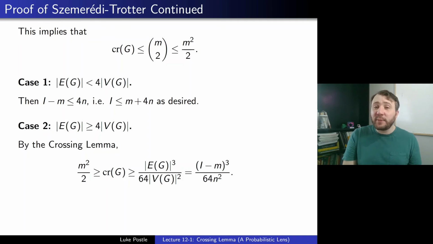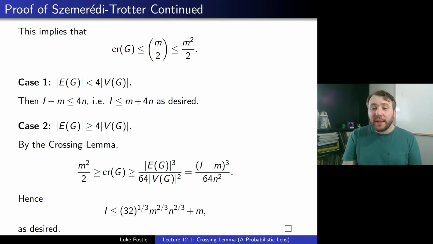So by that, we'd have m squared over 2 is at least the crossing number, which by the crossing lemma is at least the number of edges cubed over 64 times the number of vertices squared. And remember that the number of edges was I minus m, so we get (I minus m) cubed, divided by 64n squared, where n is the number of vertices, the number of points. And now we're almost done, because now you can rewrite this, and what do you get? So you get a 32 and an m squared and an n squared, but we're going to take a cube root of that, so we get 32 to the 1/3, m to the 2/3, n to the 2/3, and then we had I minus m, so you get a plus m.